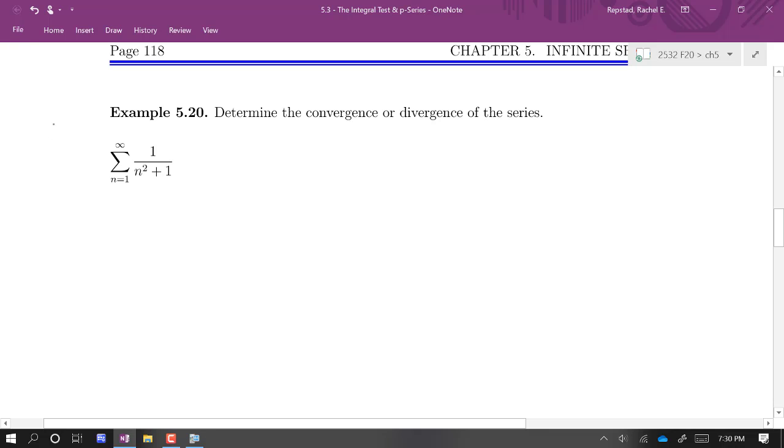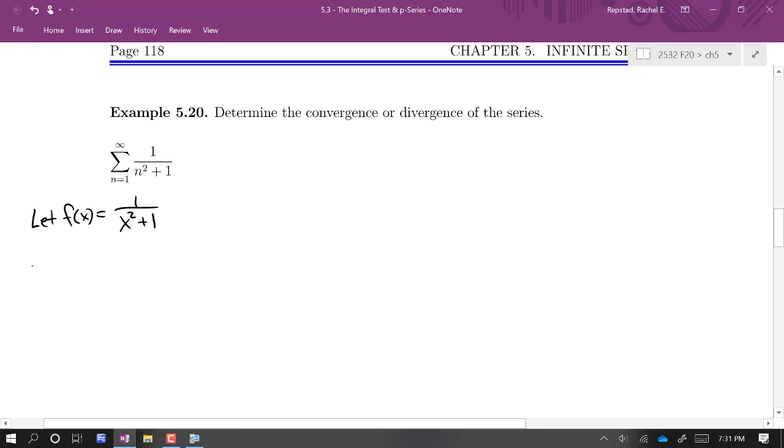All right, this next series we're going to look at is 1 over n squared plus 1, so similar to the last one, only our numerator is 1 instead of n. So again, if we're going to use the integral test, we have to start by picking our function. And that's usually the easy part, right? Just change those n's to x's and treat it like a regular function that we're used to working with. So we're going to let f of x equal 1 over x squared plus 1.